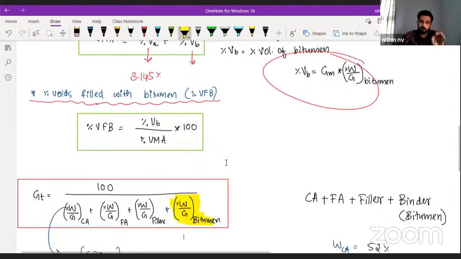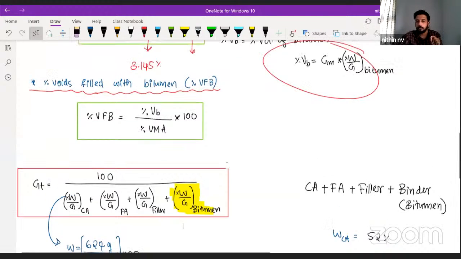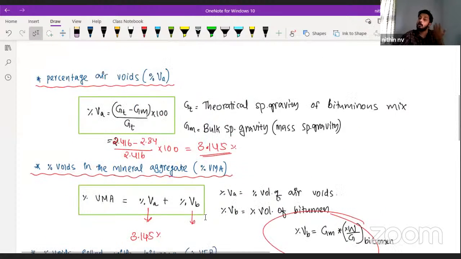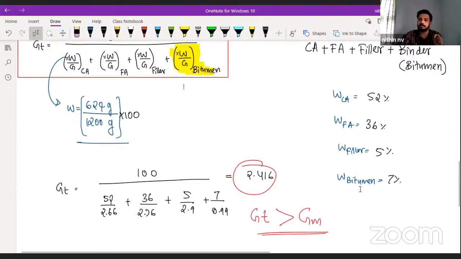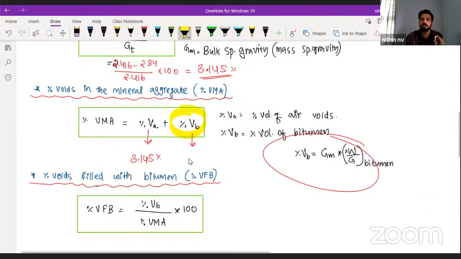Now see, this percentage W stands for percentage weight of bitumen. This stands for percentage volume of bitumen. Understood? Here, whatever we calculated, 7%, is actually percentage weight of bitumen. In the equation, percentage VB is percentage volume of bitumen. How can we calculate that? Bulk specific gravity divided by specific gravity of the bitumen, multiplied with percentage weight. We can prove this, but it is not required.